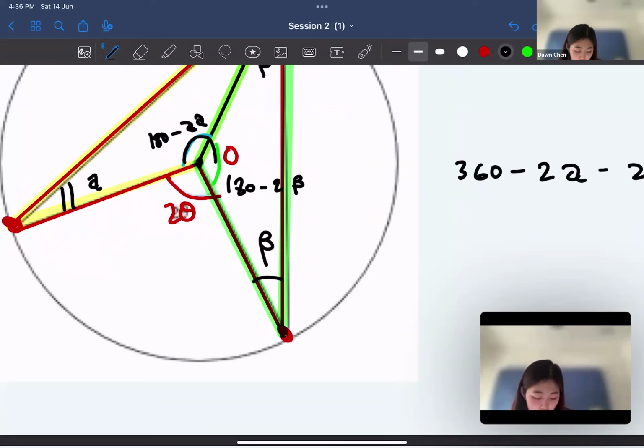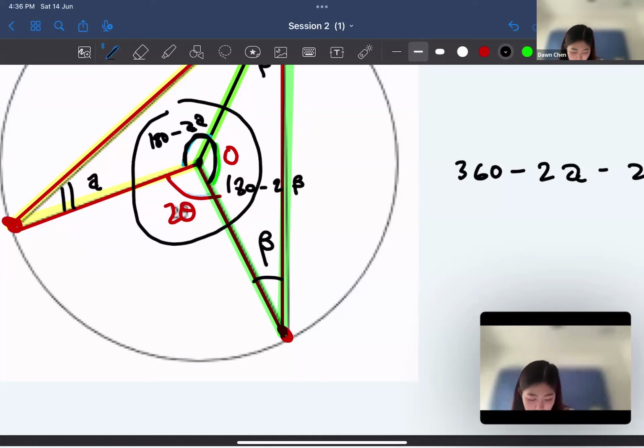Now, what do we know about the entirety of a whole revolution around a point? How many degrees is that? Yeah, exactly. If we're going around a point in one entire revolution, it's 360 degrees. So if I were to draw the whole circle over here, that would be 360 degrees.